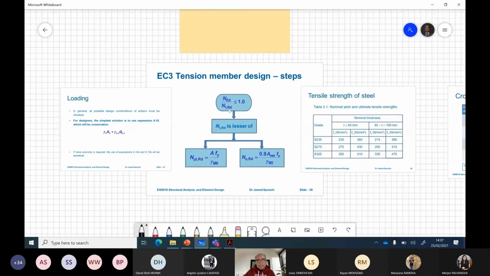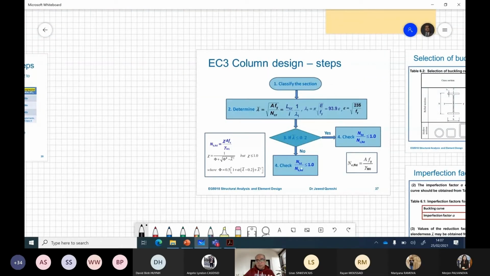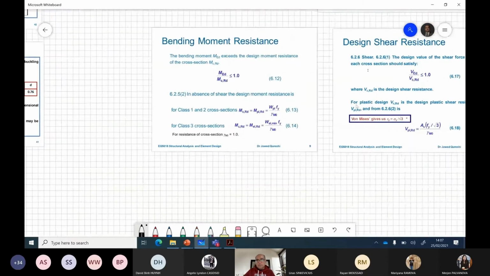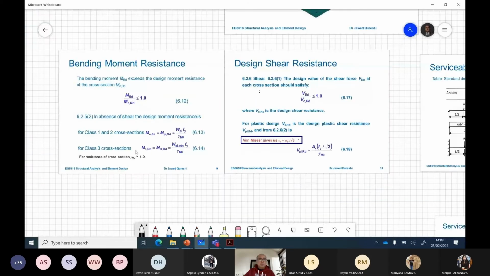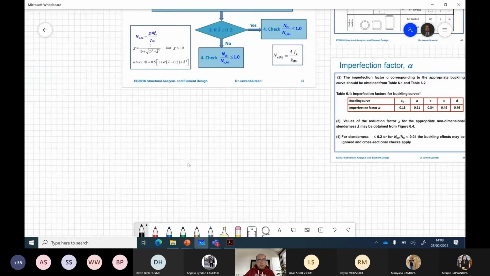This NEd over NtRd for tension members is demand over capacity, and this has to be less than 1. In the case of columns, again, we talk about NEd over NbRd. And when we talk about restrained beams, we say MEd over McRd. Again, this is demand versus capacity. This is the utilization ratio that I was talking about.